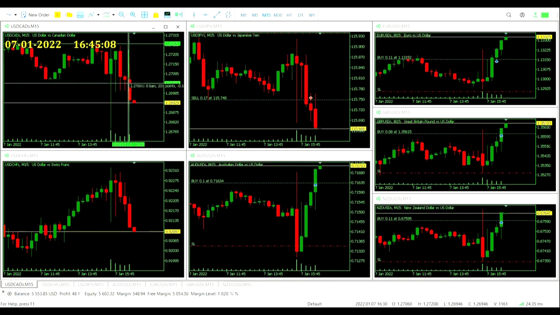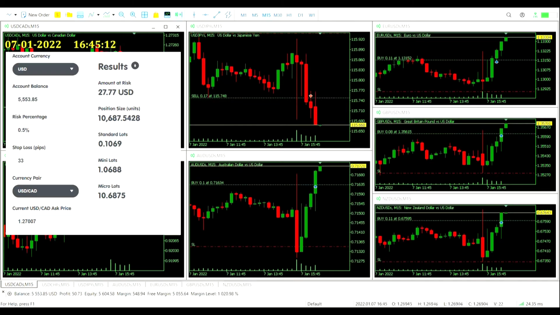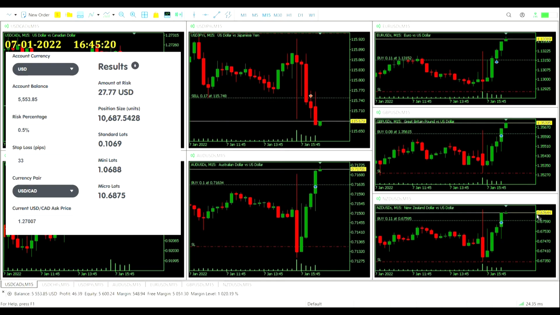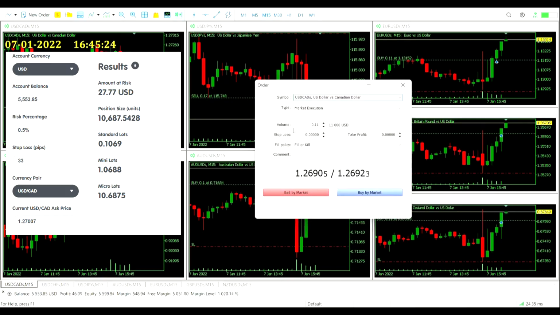It's the high of the day up there. I'll call that 33 points. It's already running down. Doesn't matter. Could be like the last ones where we missed it, but now they're looking good for us. So 33 pips at 0.5% risk. That is 0.11 standard loss selling off on the CAD.